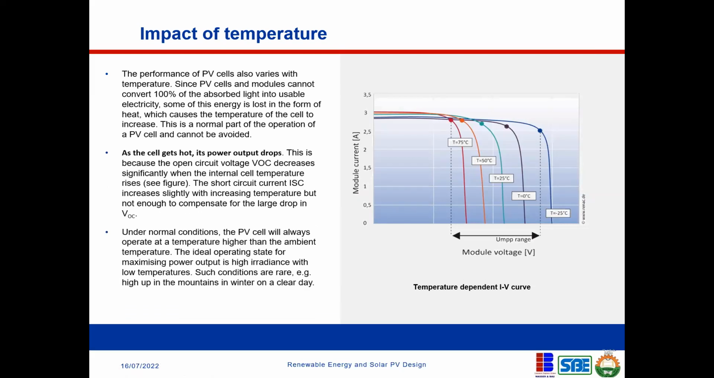So under normal conditions, the PV cell will always operate at a temperature higher than the ambient temperature. The ideal operating state for maximizing power output is higher irradiance with lower temperature. Such conditions are rare.